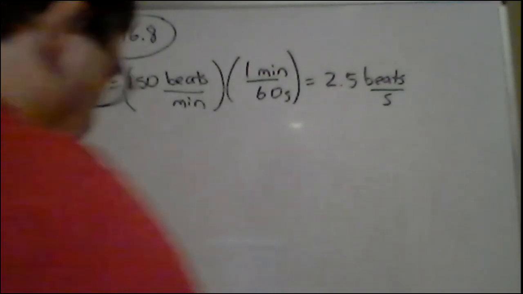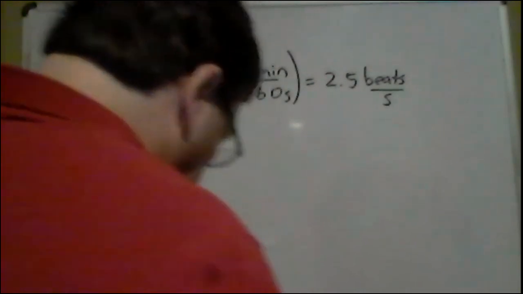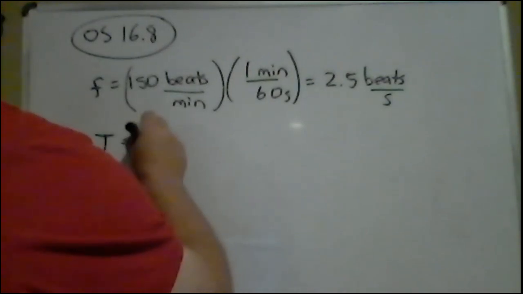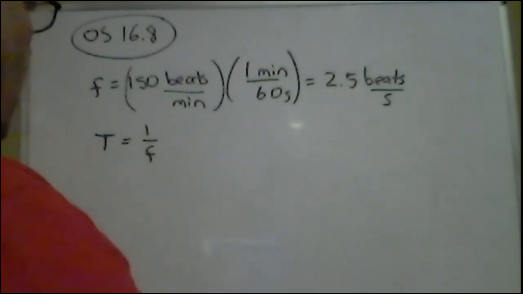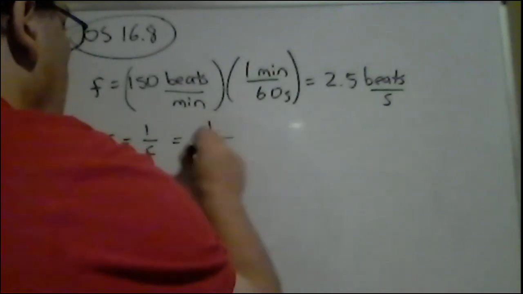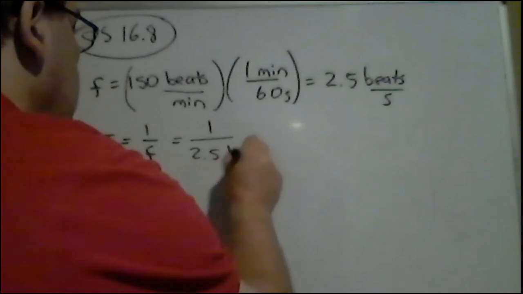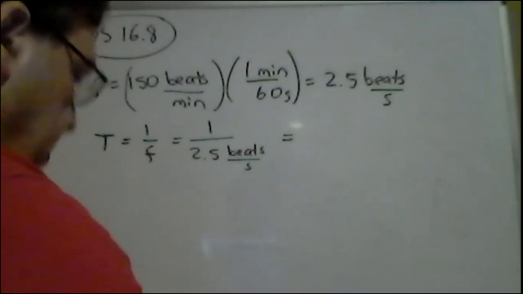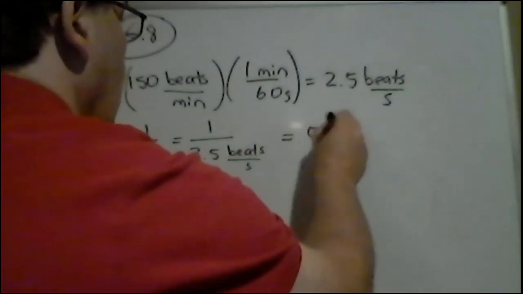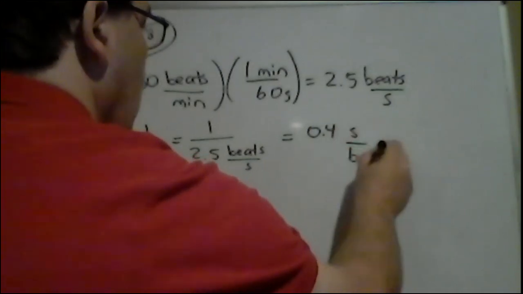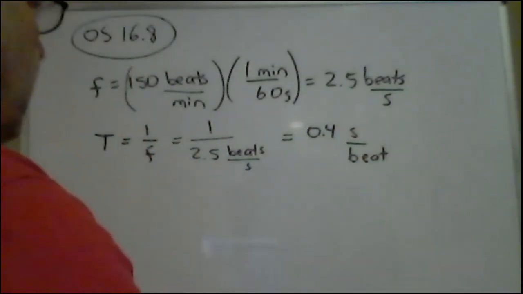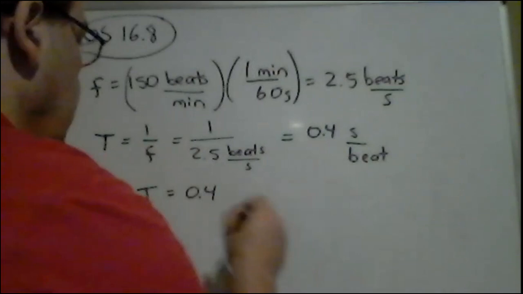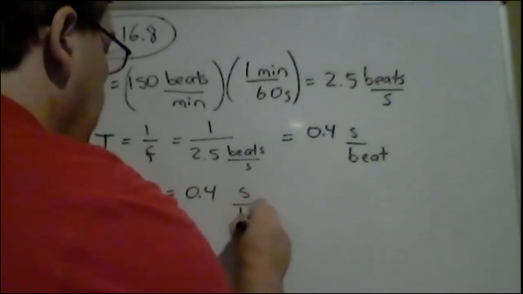All right. So now what do we know? Well, we're asked basically what's the time per beat. So we need to get the period. So period is 1 over f, or 1 over 2.5 beats per second. And we'll find out that the period is 0.4 seconds per beat. That's the answer. T, each heartbeat when a person's in strenuous exercise, 0.4 seconds per beat.